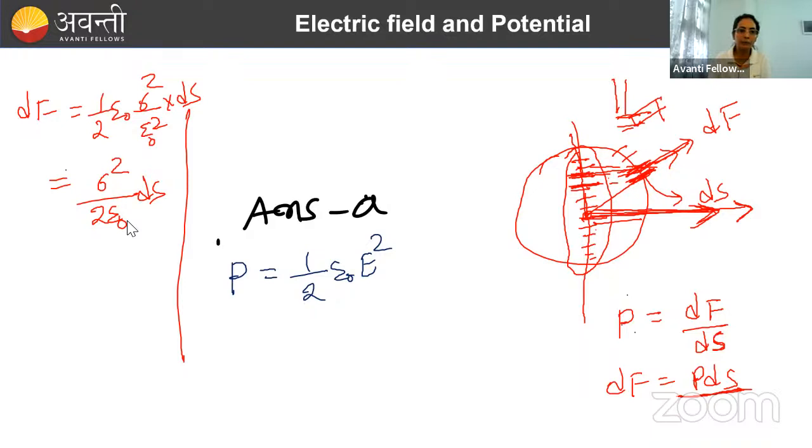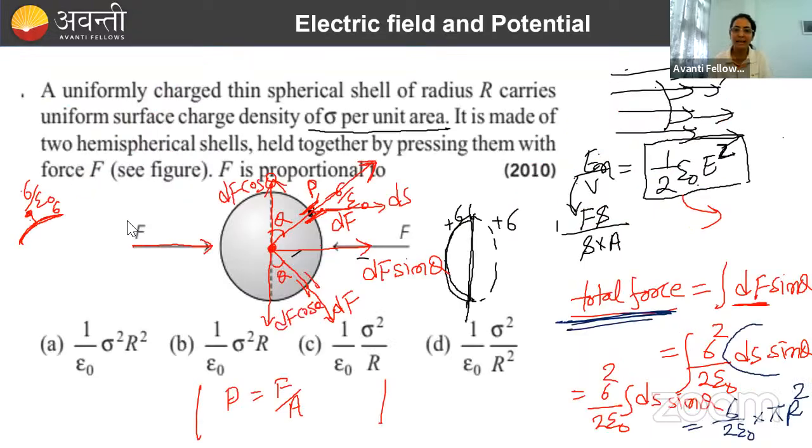So that we have written here. And the total force acting on the surface was how much? df sine theta. And ds sine theta became equal to how much? Pi r square. That was tricky. So that is all.